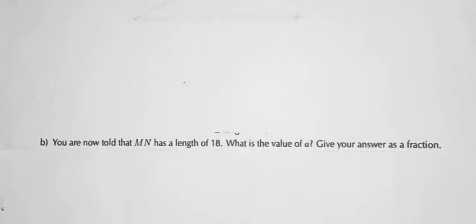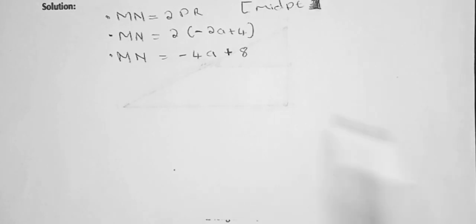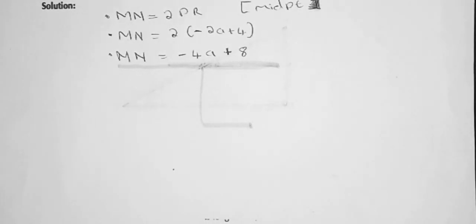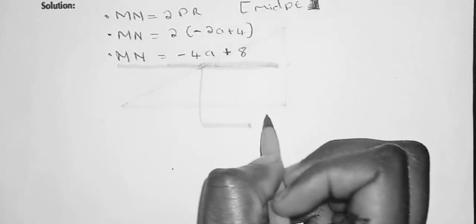B, you are now told that MN has a length of 18. What is the value of A? Give your answer as a fraction. So they want the value of A and they want us to give our answer as a fraction. So you're going to take this value right here in order for us to calculate the value of A. And they said in terms of a fraction.